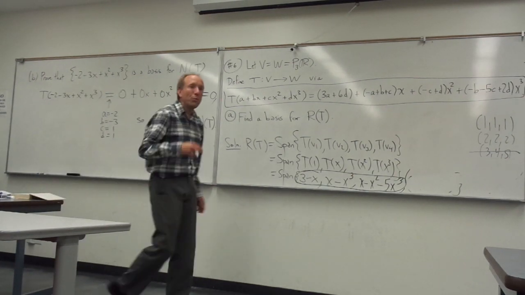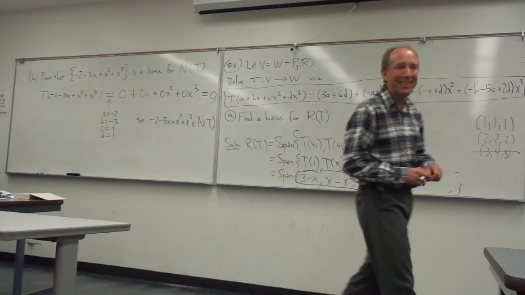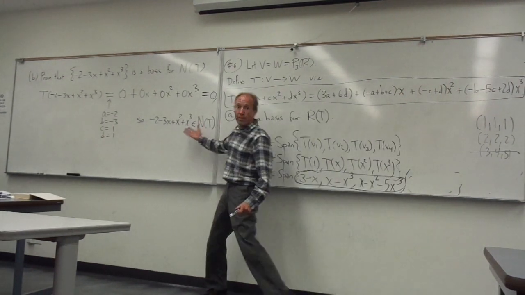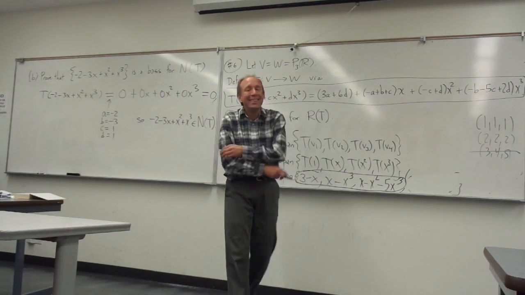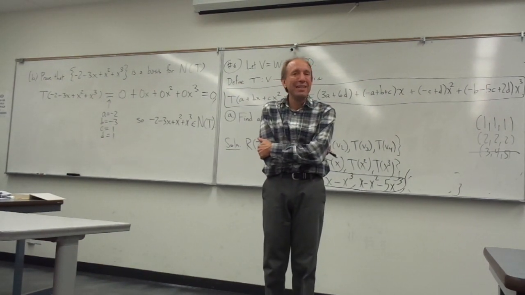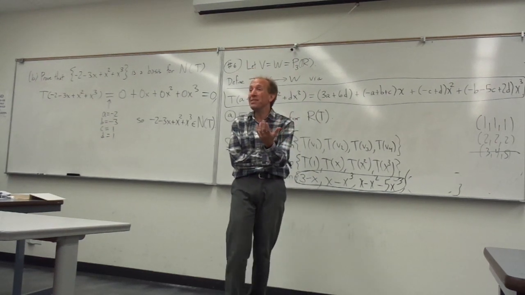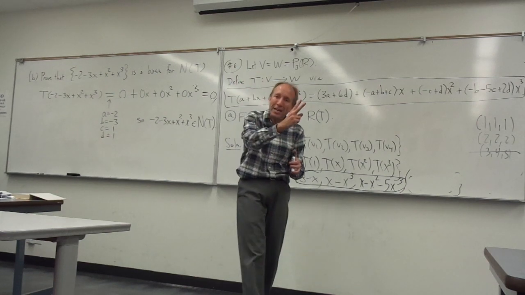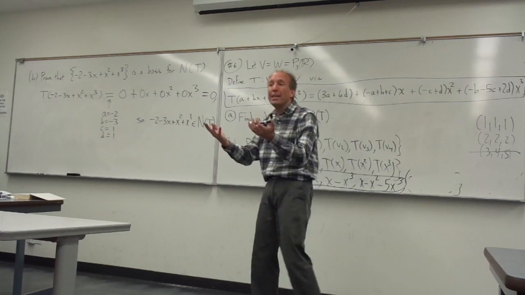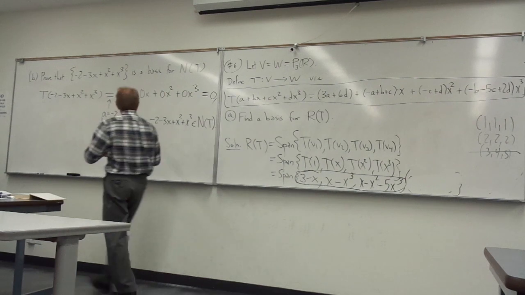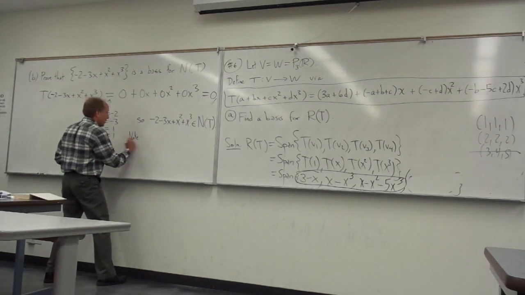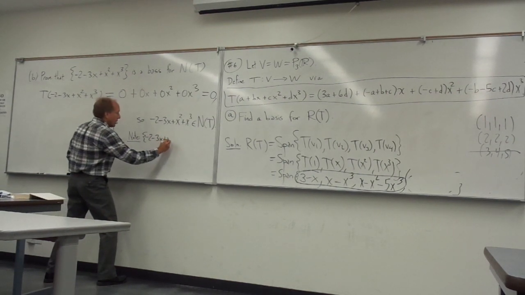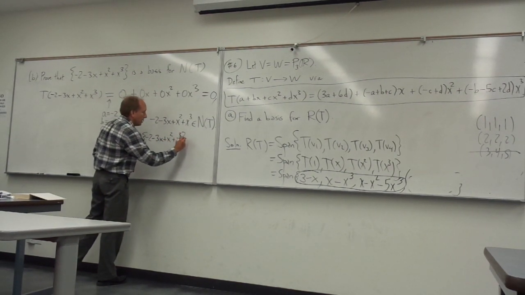So now, why is it a basis for N of T? A single vector by itself is certainly linearly independent. I would agree with that. That's half of what it takes to be a basis, right? A basis has to be linearly independent and has to span the space. A single vector is definitely linearly independent. So let me just point that out. Note that this set, -2 minus 3x plus x squared plus x cubed, is linearly independent.